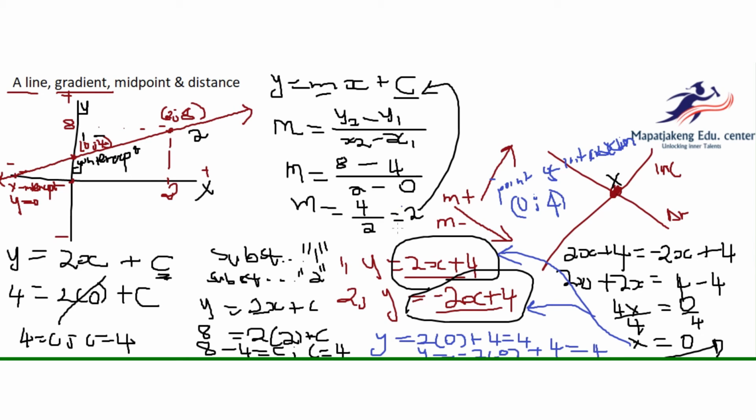Same applies. It can be a point of intersection between a line, let's say 2x plus 4, and maybe a parabola, maybe x squared plus 5x plus 4. If you want to find the point of intersection between these two, all you do is equate them. You're just going to say 2x plus 4 is equal to x squared plus 5x plus 4. Then you solve for x.